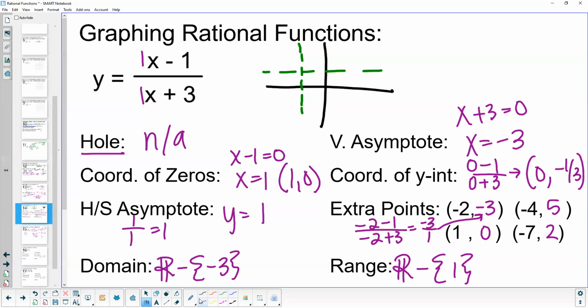And what we're going to end up ultimately seeing is something that looks like this. Okay, so we can use those points to guide it. I can say I have the point (-2, -3) right here. I have the point (1, 0) right here. I have the point (-4, 5). I have the point (-7, 2). Things like that to help guide us and figure out where those go. So that is how we can do it with that example.